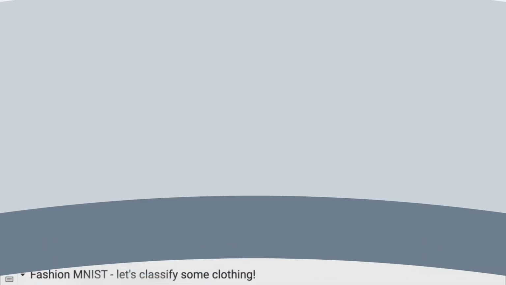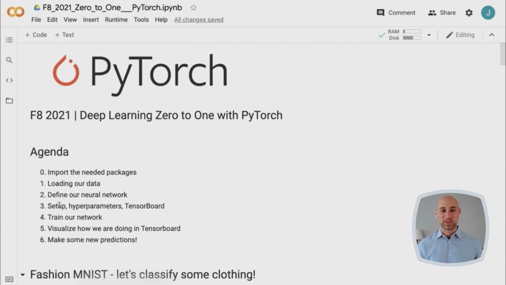So with that said, let's get our hands dirty and pull up our Jupyter notebook and dive into some code. Okay, awesome. We have our Colab notebook set up, and you can see here, we're going to start with importing our needed packages. We'll start loading our data. We'll define our neural network architecture. We'll do some setup of hyperparameters. These are parameters needed to help train our model.